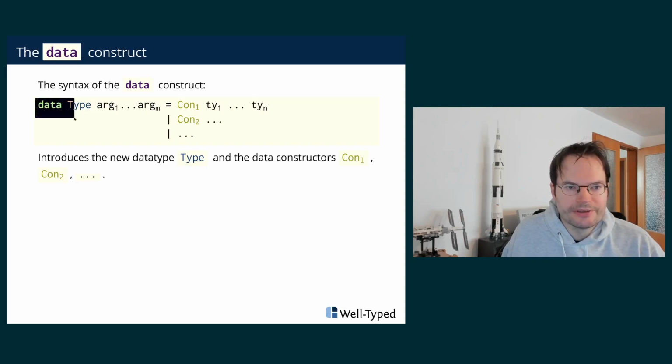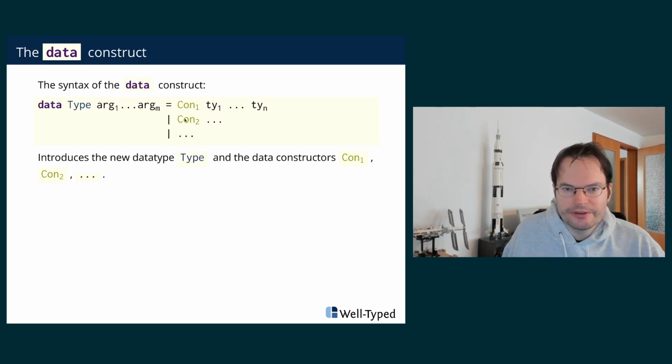So we always start with the data keyword. We always introduce the name of the new data type, which has to start with an uppercase letter. And then data types can be parameterized, so there can be an arbitrary number of parameters. All these are taking the shape of type variables here, which have to start with lowercase letters. And then we can give a choice of possibly many constructors, so-called data constructors. And they all start with uppercase letters.